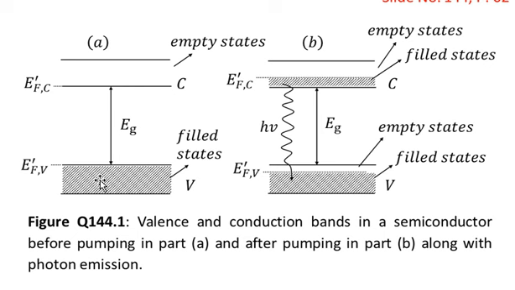So all the states below the Fermi level E'FV corresponding to the valence band are completely filled, and all the states in the conduction band above the Fermi level corresponding to the conduction band are completely empty. So we have shown the empty states in the conduction band, and we have shown the filled states in the valence band. And this is under the condition when no pumping is done.